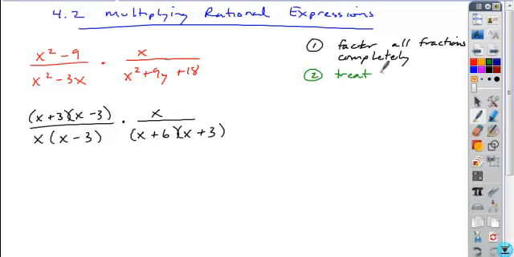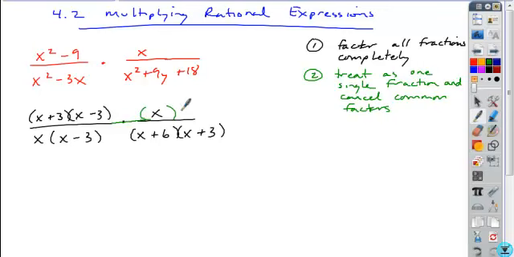Now what we're going to do is treat this all as one single fraction, and we're going to cancel common factors. Even though these are two separate fractions, if we think of it as one big fraction where each individual factor is a factor of the numerator or denominator, we can cancel any common factor. So we have an x plus 3 that cancels, an x minus 3 that cancels, and the factor x cancels. So we canceled all of those.